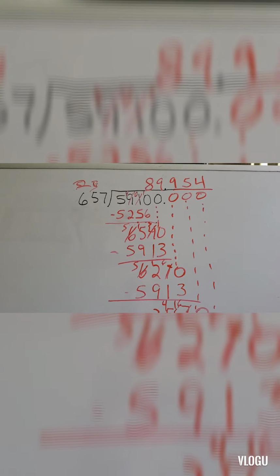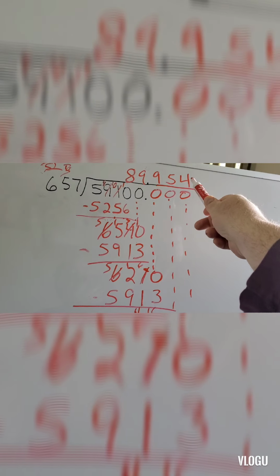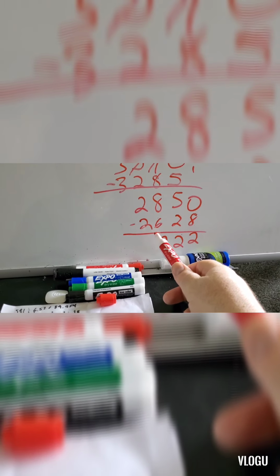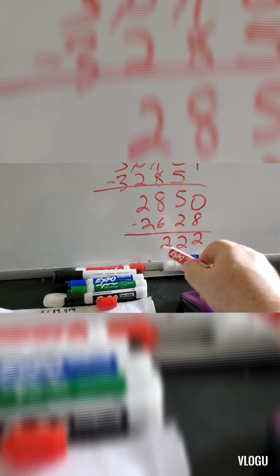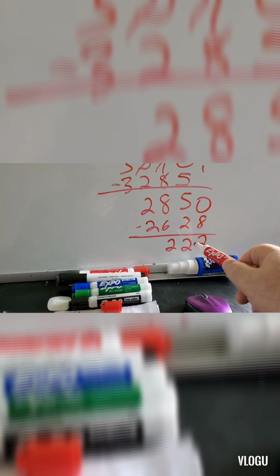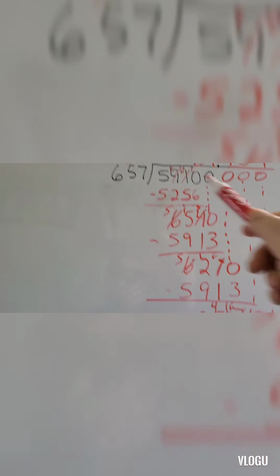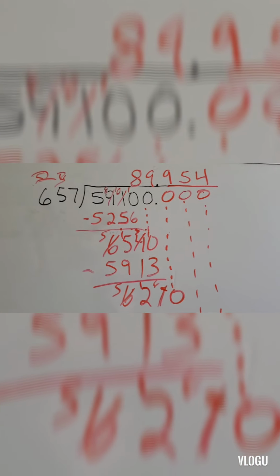Because I don't know if I'm still recording, I've skipped to the end. I found that 4 works. 4 times 657 ends up with 2,623, which when I subtract is 222. 222 is less than my 654, so I know that my 4 is good.